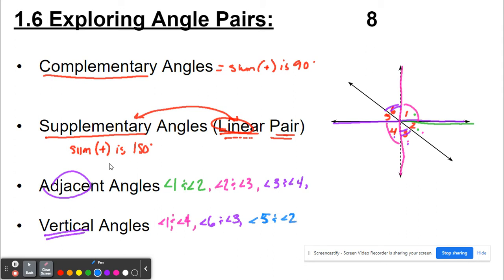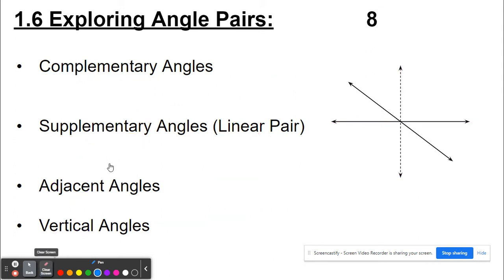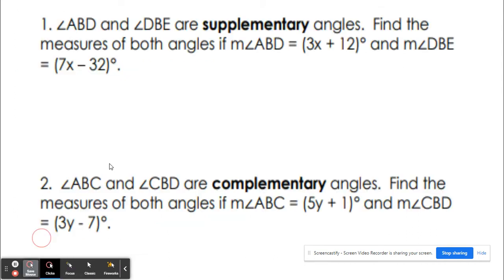Okay, so that's the terminology that we need for this section. Now let's look at how we would apply this. Let me clear my screen. All right, so we're going to look at these.